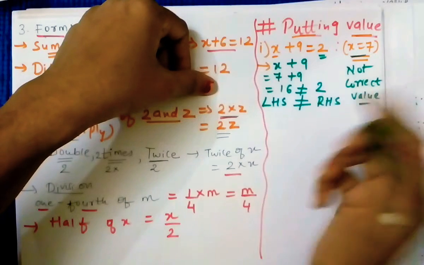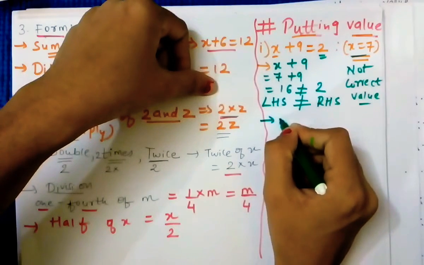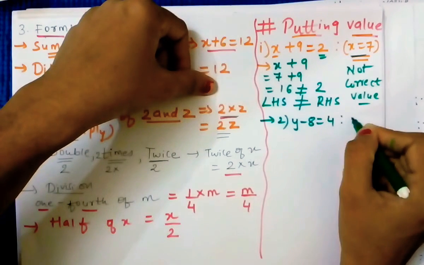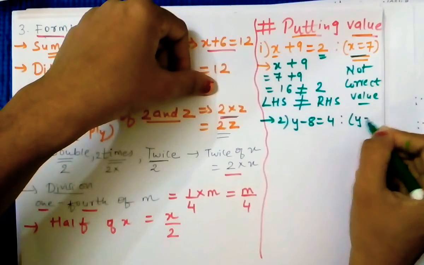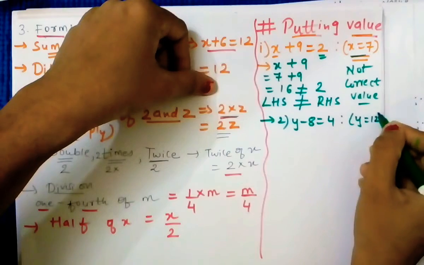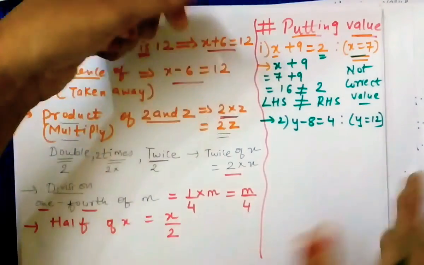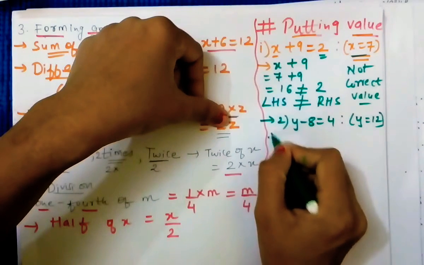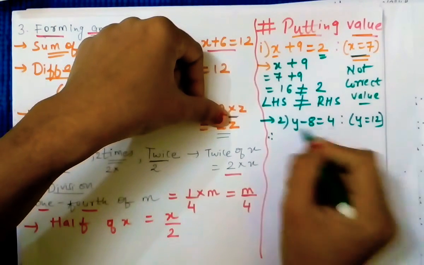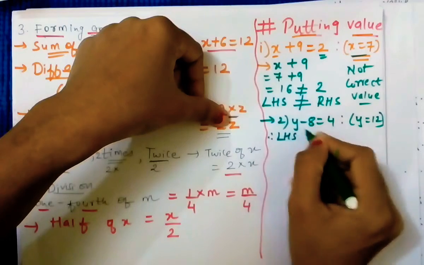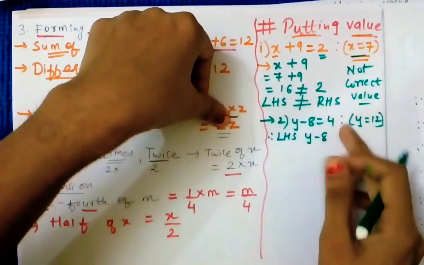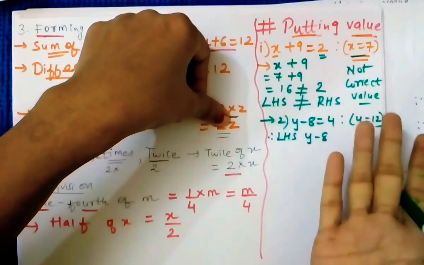Now let us take another example. For the second one I am taking y minus 8 equal to 4, and the value of y is given to us. Let us take 12. So this is another example. Again we will check, we will put this value. We will put 12 in place of y. Our LHS is y minus 8. Wherever the variable is, the variable can be in the RHS also, it can be on that side also.